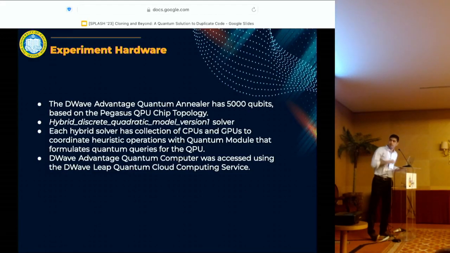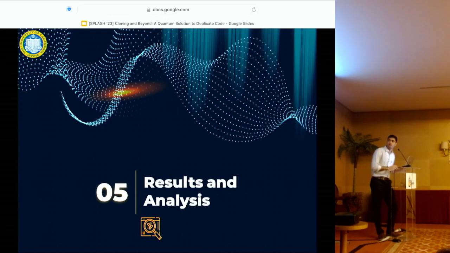So this is a little bit of information about the experiment hardware itself, the D-Wave Advantage Quantum Annealer. We used the Advantage Quantum Annealer because it had hybrid computational capabilities, which means that it uses QPUs, quantum processing units, CPUs, and GPUs all in tandem to solve these problems, which allows us to solve bigger problems because then you can break the problem into smaller chunks and solve them in parallel. And all of this was made available using the D-Wave Leap cloud computing service.